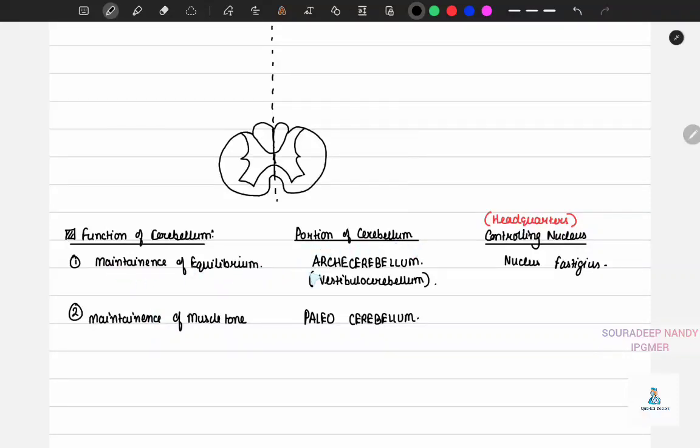So the portion of cerebellum which maintains this is the archicerebellum. Equilibrium function was discovered first for the cerebellum. That's why it was termed the archicerebellum. The physiological part which performs this action is the vestibulocerebellum. The controlling nucleus is the nucleus fastigius.